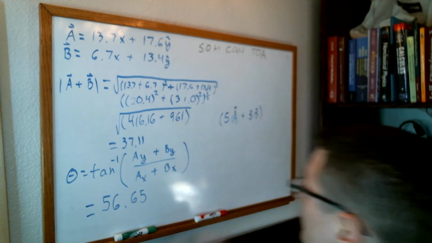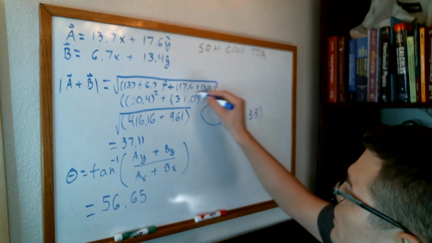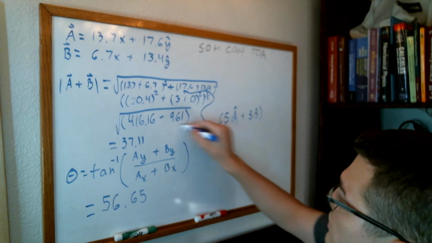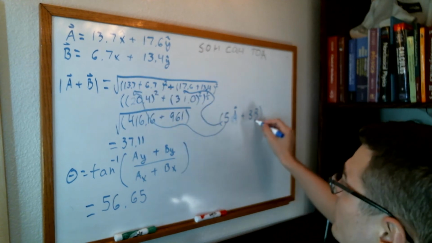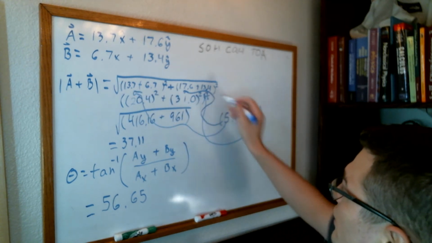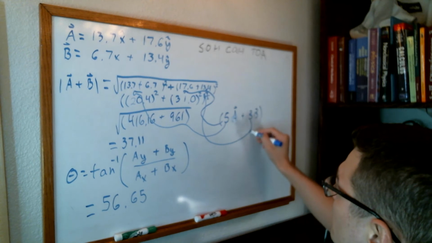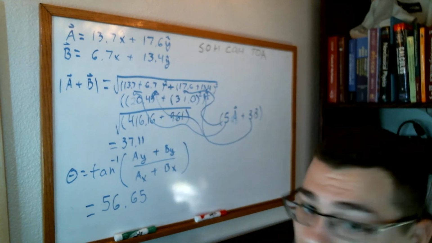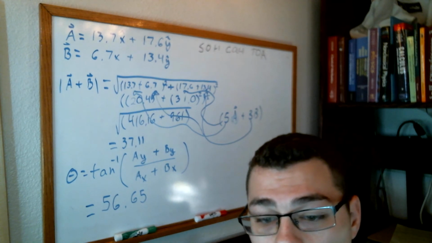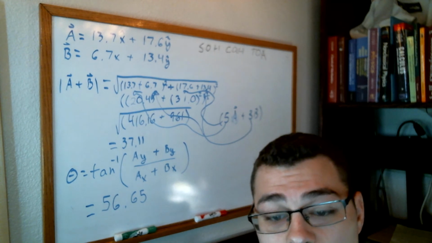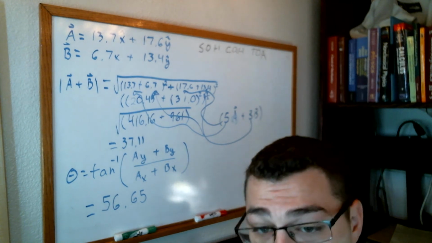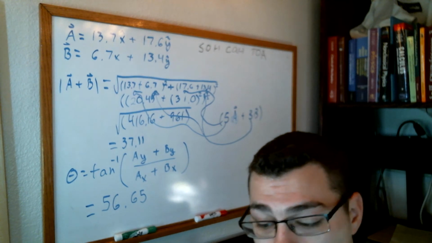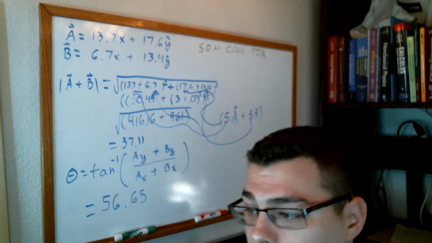So you just take this 5, sneak her in here, and sneak her in here, and then the B, you'll sneak the 3 in there, and you'll sneak the B in front of those. So you just need to multiply those underneath the square root and inside the parentheses. And that's how you would handle the larger addition of a couple vectors.